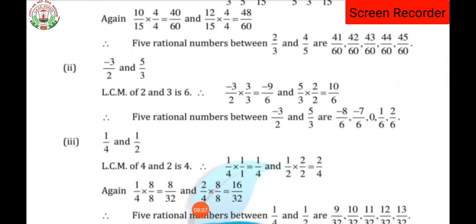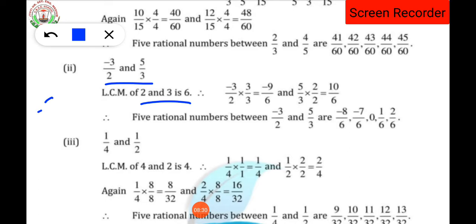Okay, now next question. For the fifth question, second part, we have minus 3 by 2 and 5 by 3. Here we have negative numbers, isn't it? Since we can see that their denominators are different, we are going to find the LCM. What will be the LCM of 2 and 3? That will be 6, isn't it? Now by which number will the denominator 2 of 3 by 2 be multiplied to get the LCM 6? That will be 3 itself, isn't it?